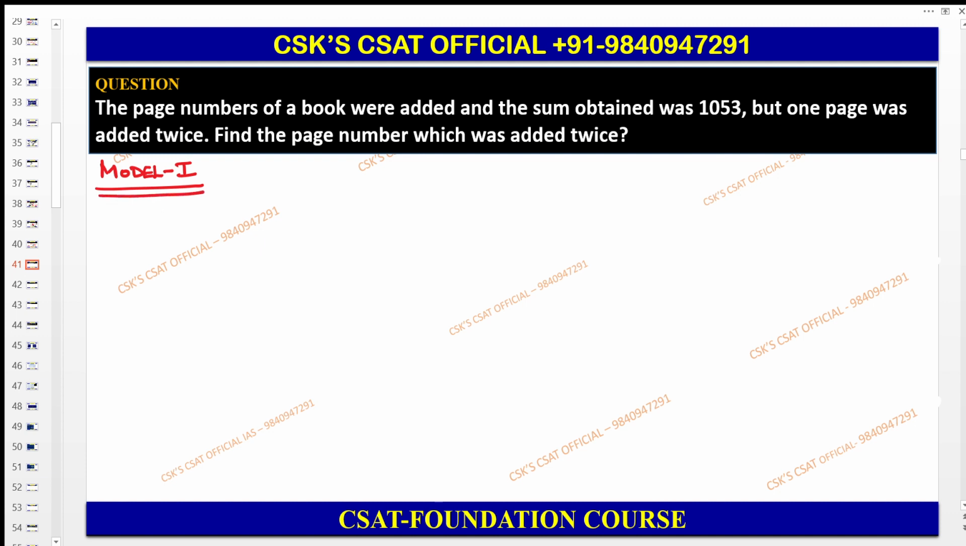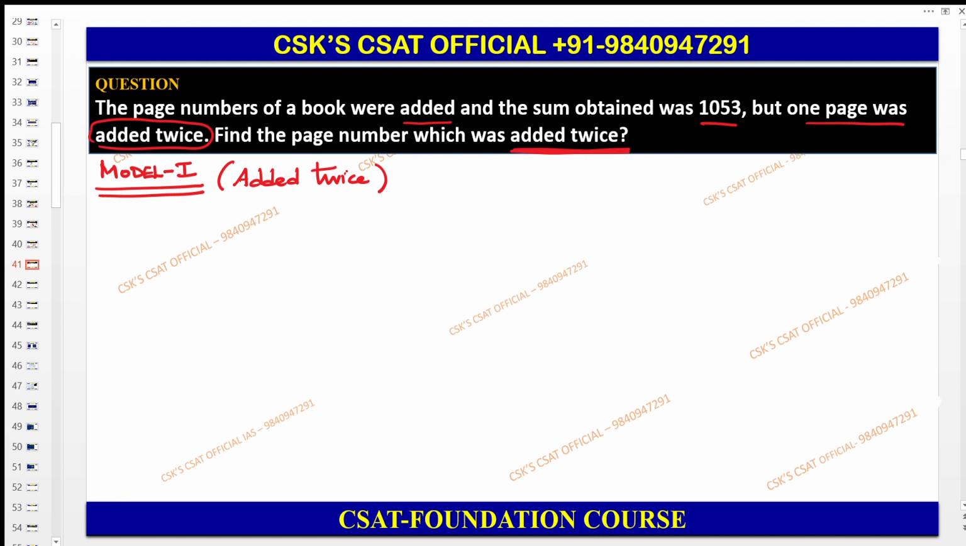Model number 1. I will tell you what is model number 1. Model number 1 is added twice. The page numbers of your book were added. So please remember. Now, the sum is obtained. Now listen carefully. One page was added twice. This is the keyword. Added twice. That is the keyword for model 1. Find the page number which was added twice.